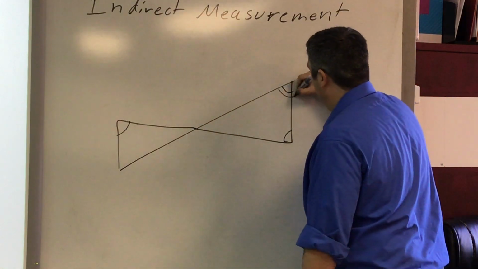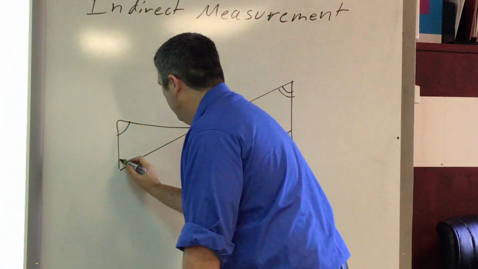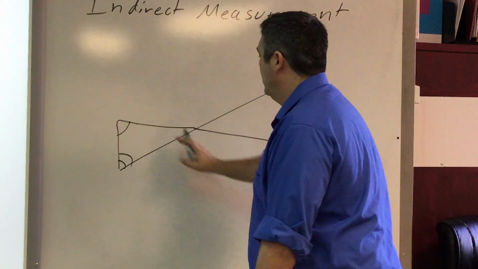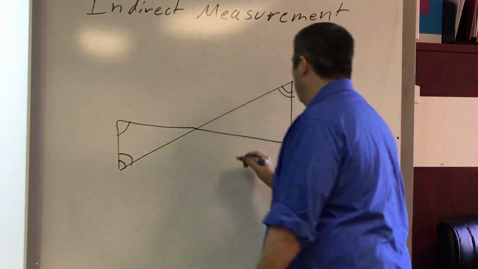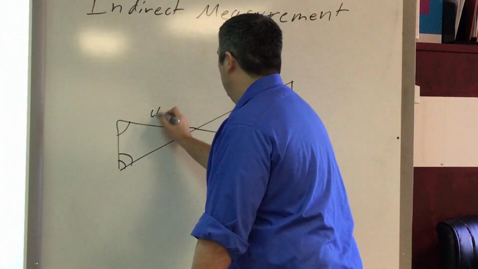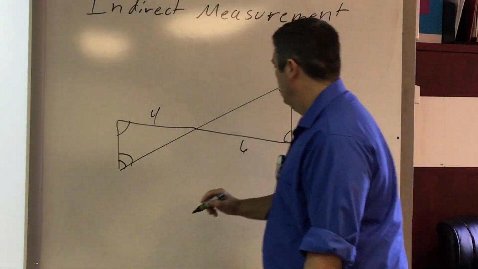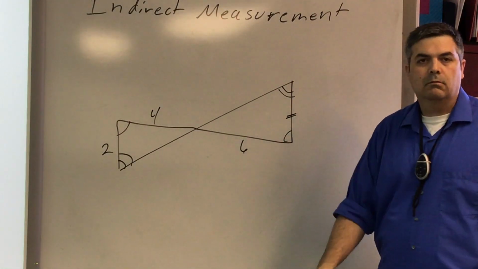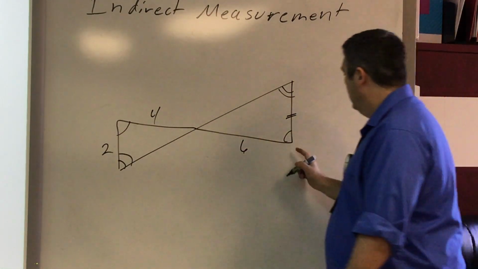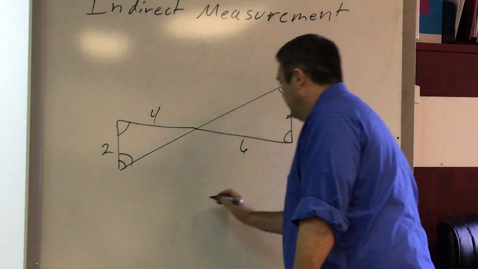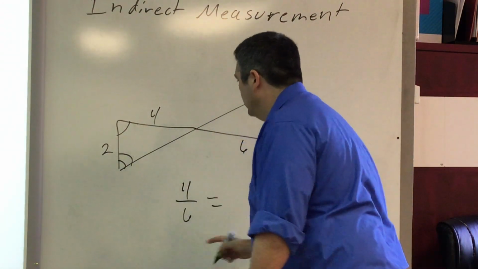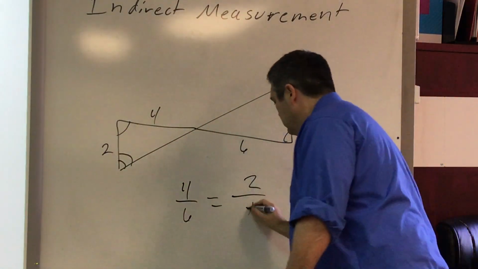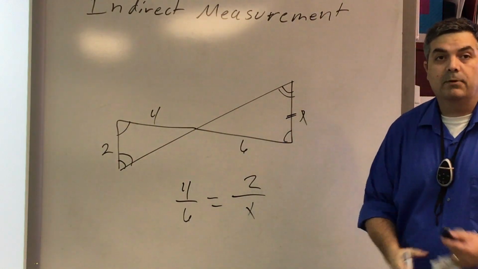They'll do that, something like that. Then they're going to give you numbers across here. They may give you 6 and 4, and then 2, and they may say, find this. How much is that? Well, this and this are similar. 4 over 6 equals 2 over whatever this is, x. Then you're going to set it up and go from there.